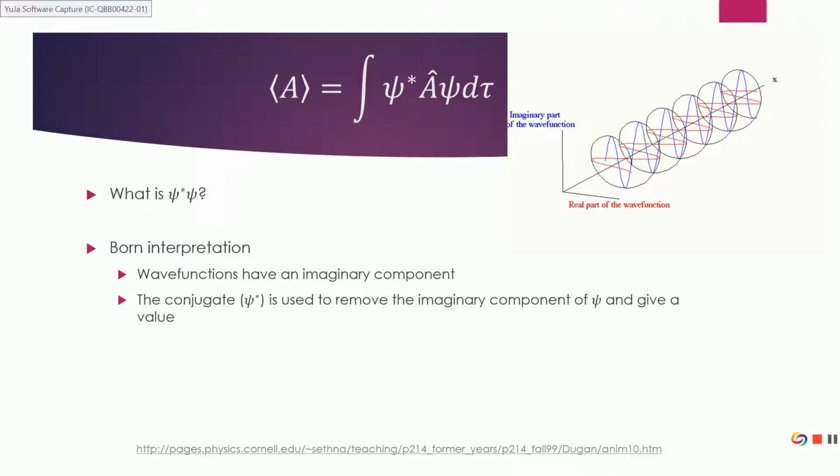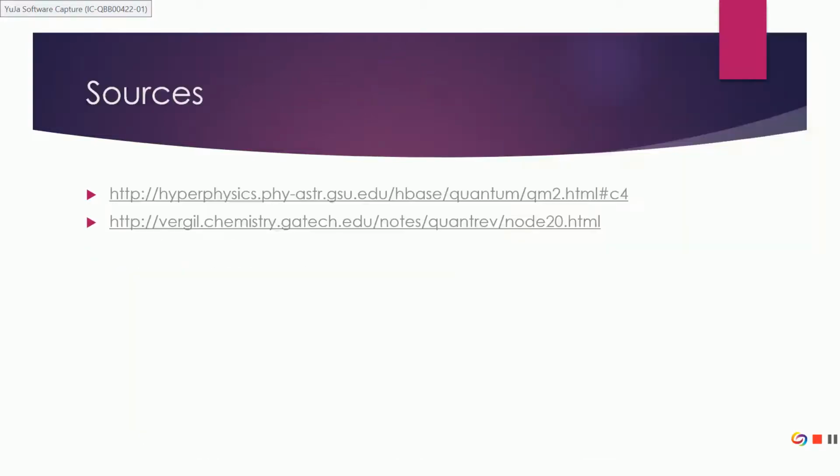So this is the Born interpretation. As we know from class, wave functions have imaginary components. If you want a real observable, you can't have an imaginary component in it. So the conjugate, the psi star, is used to remove the imaginary part of the wave function. An example that I'm sure we've all seen before is when you take the product with the conjugate and then you end up with an actual observable value. Basically all those parts come together and give you an actual answer that you would use. That's it.